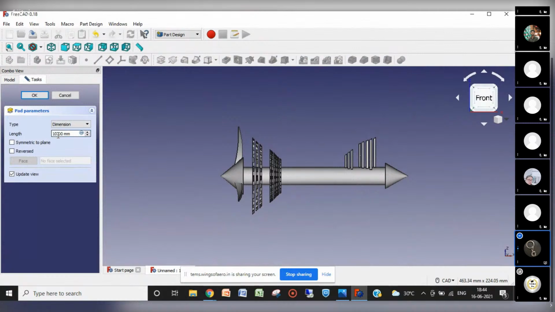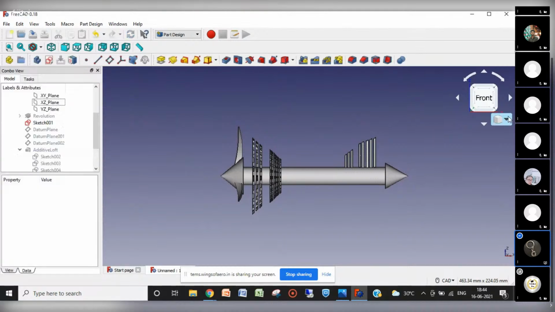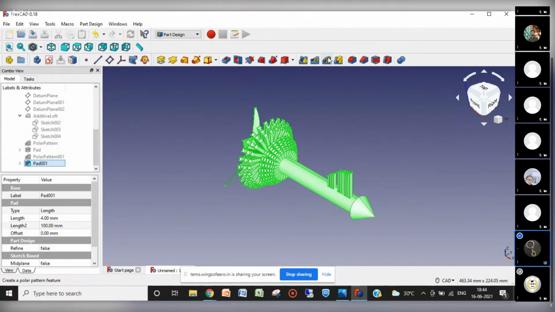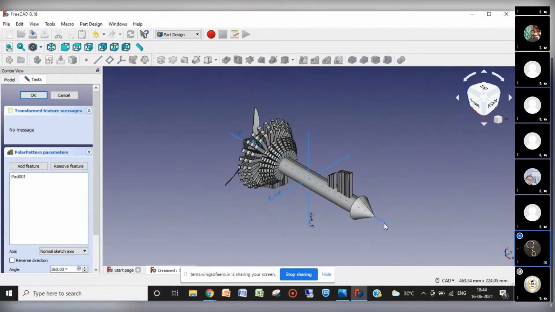What was the pad we chose earlier? I guess it was 4. And okay, make them isometric. Yeah, fine. And now again, choose this pad and polar rotate it. This command is taking time. I heard this polar rotate command in FreeCAD is loved, and in CAD too. Yeah.